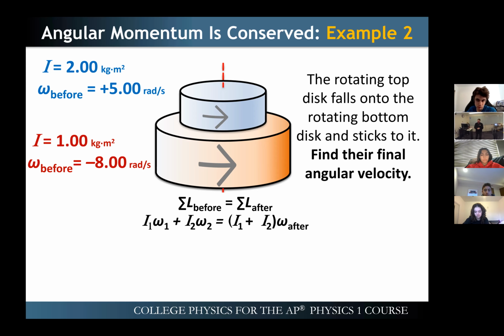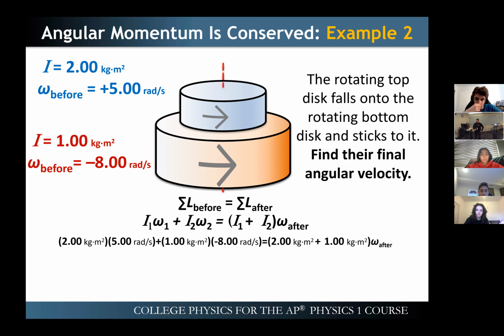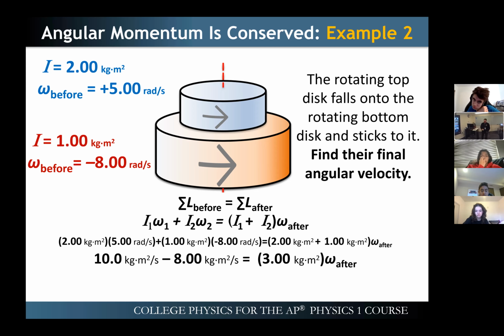Afterwards, they stick together. So we could write that side as I1 plus I2 because they still have their own I values, but they have the same omega because they're stuck together. They would be rotating at the same angular speed. Then if we just start plugging the numbers in, as Evan was saying, he was thinking I've got to multiply those two to get the momentum. So 2 times 5 gives us 10. 1 times -8 gives us -8. And then on the other side of the equation, we just add the 2 and the 1 for the I values, and the omega is what we're looking for. That's what we don't know. We want to prove mathematically why they go in the same direction as the blue one.